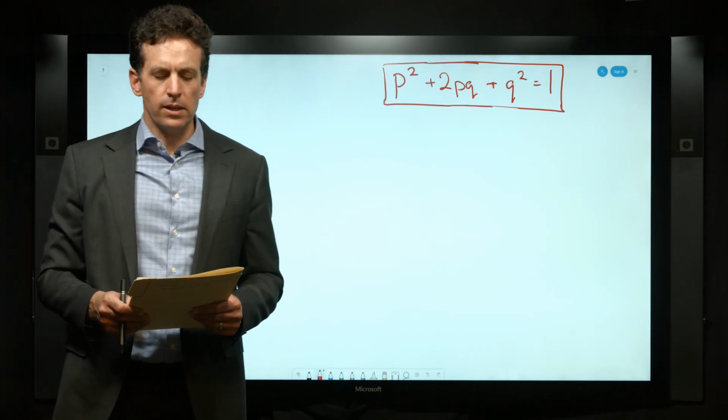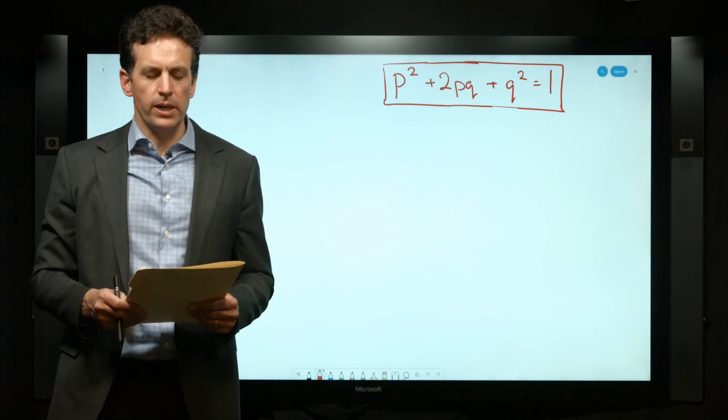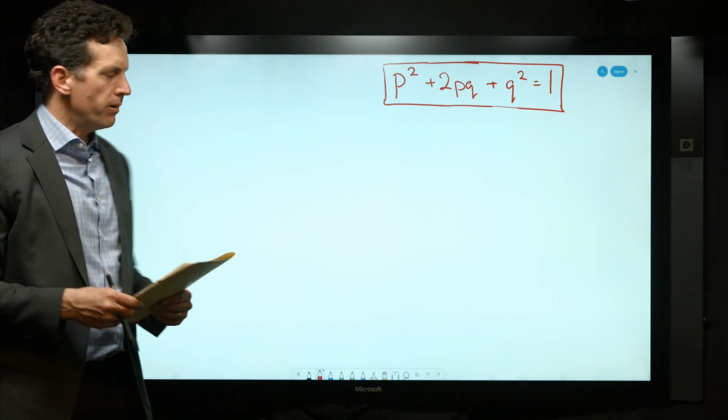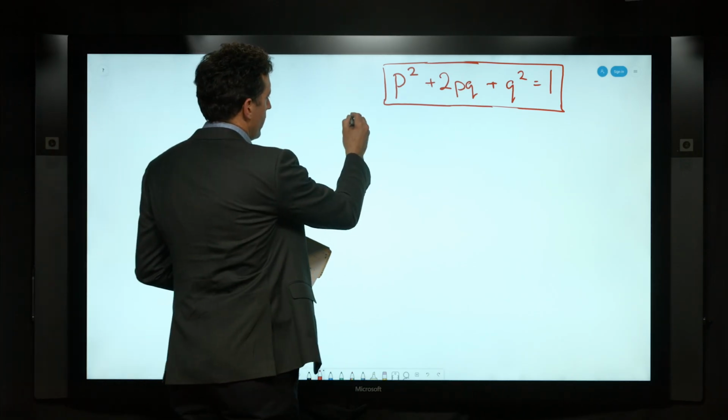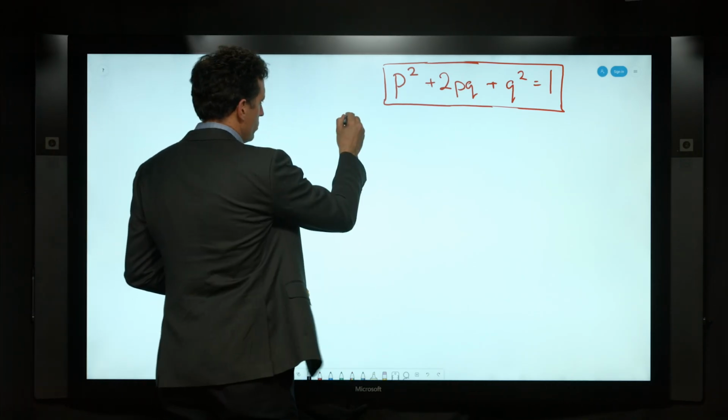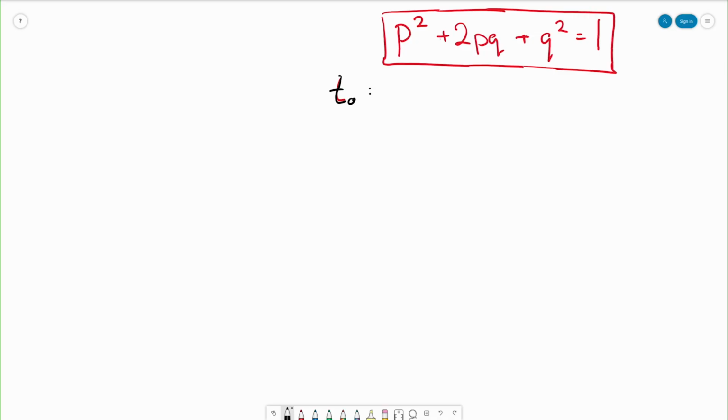All right, so now let's ask how we can use Hardy-Weinberg to predict the genotype frequencies in the next generation. So let's think about our initial generation, which we'll call T0. And let's think about some genotype frequencies. So the frequency of the big A homozygote here is 0.64. The frequency of the heterozygote, big A, little a, is 0.32. And the frequency of the little a homozygote is 0.04. And so we have our genotype frequencies.